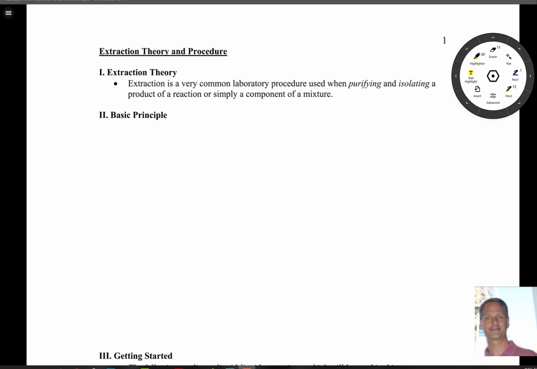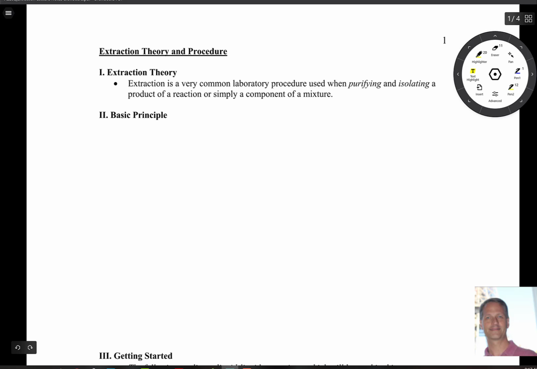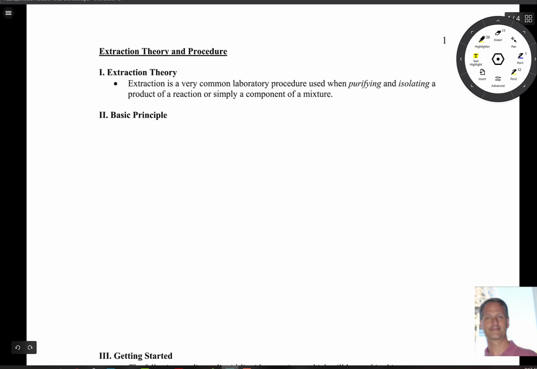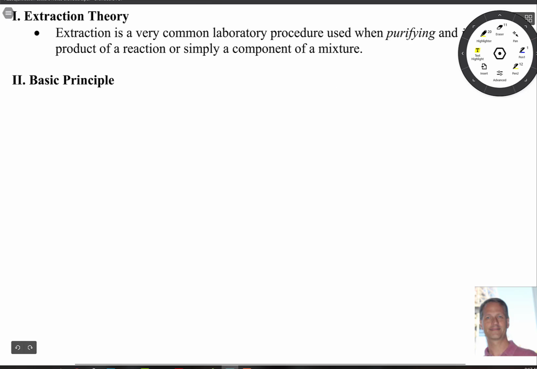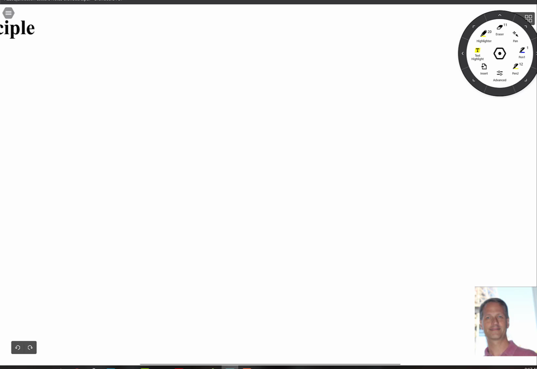One of the techniques that we use quite frequently in organic chemistry lab is a technique called extraction. And we use it to purify and isolate a product from a reaction typically, or sometimes simply a component of a mixture if you're trying to isolate an unknown or something like that. So I want to show you below here what the idea of extraction is and how you would implement it in a lab type of a setting.